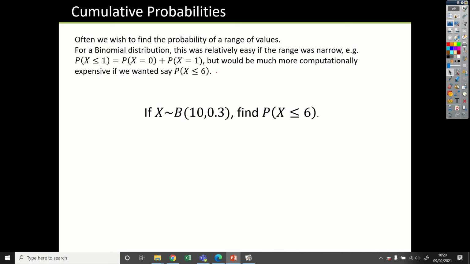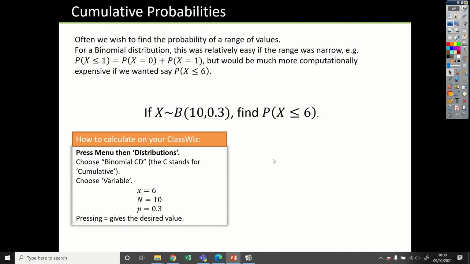But if your range gets a lot larger, such as x is less than or equal to 6, then you wouldn't want to be working out 7 different values from 0 to 6 and adding those together. So instead, we're using a function on your calculator that does these probabilities cumulatively. For example, if we want to work out the probability that x is less than or equal to 6, given x is a binomial distribution with 10 trials and 0.3 for your value of p, there's a particular function in your calculator that can do that in one fell swoop.